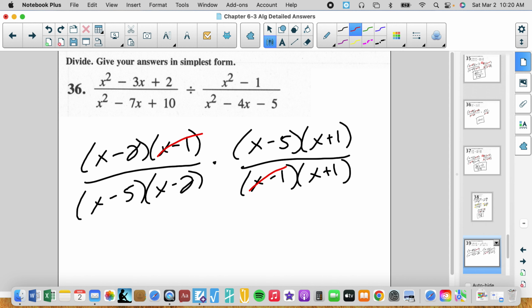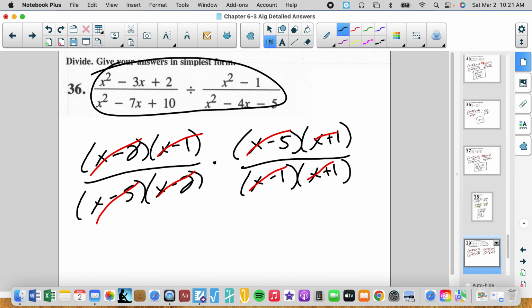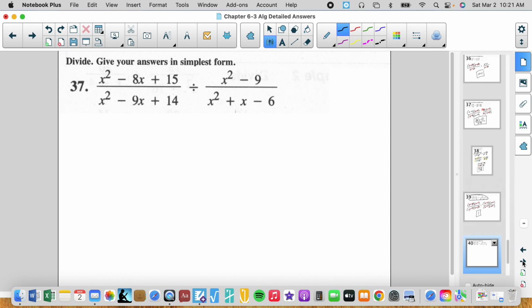Minus 1, cancel. Minus 2, cancel. Minus 5, cancel. Plus 1, cancel. Oh, wow. If you look at that starting problem, you would not think the answer is 1. That is so cool. What a good problem. Good job.